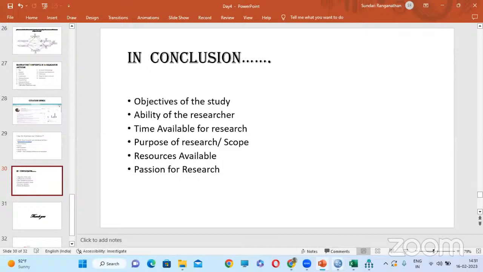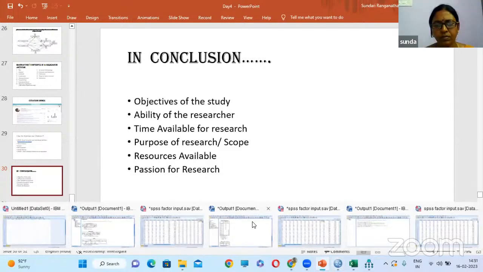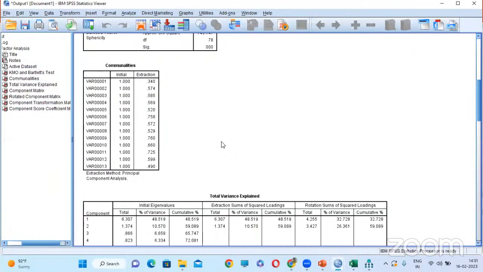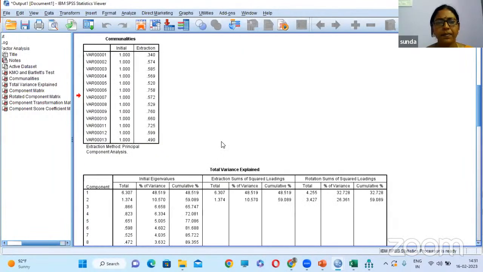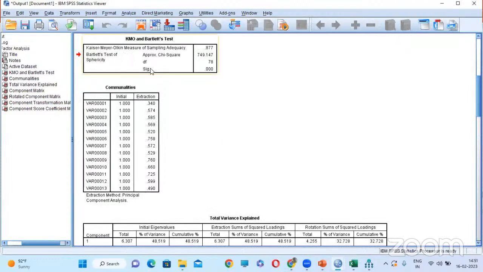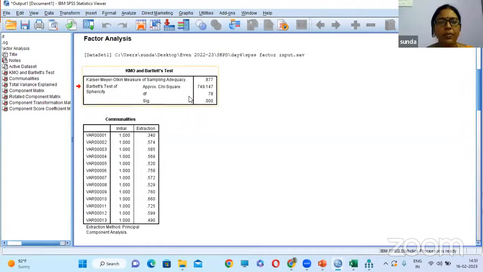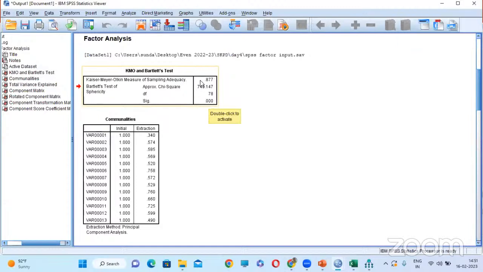Ma'am, I'm recently doing an article. I collected the data through Google Form. I got only 60 responses. I just wanted to make a try, so I tried with it. In the KMO result, the variable is not definite. If you have to check significance, the p value you have to check. And then you have to check this KMO sampling adequacy value, is there, no?